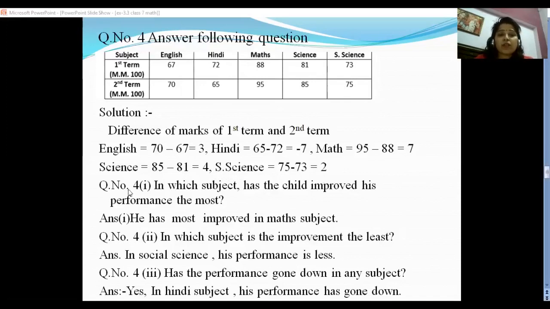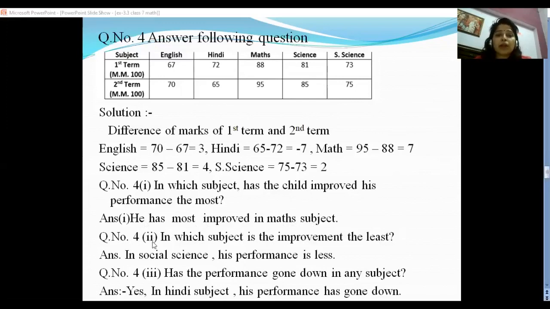Now, after this, what is the first question here? In which subject has the child improved his performance the most? So, where the difference is the maximum in a positive way, that is called an improvement. If the difference is in a negative way, then it's not an improvement, it means the score has gone lower at that time. So check it out, it's a difference of 3. Minus 7 is the lower marks. Okay, 7, 4 and 2, it means this 7 is the bigger number, so there is a maximum difference over here. So we should write he has most improvement in the math subject.